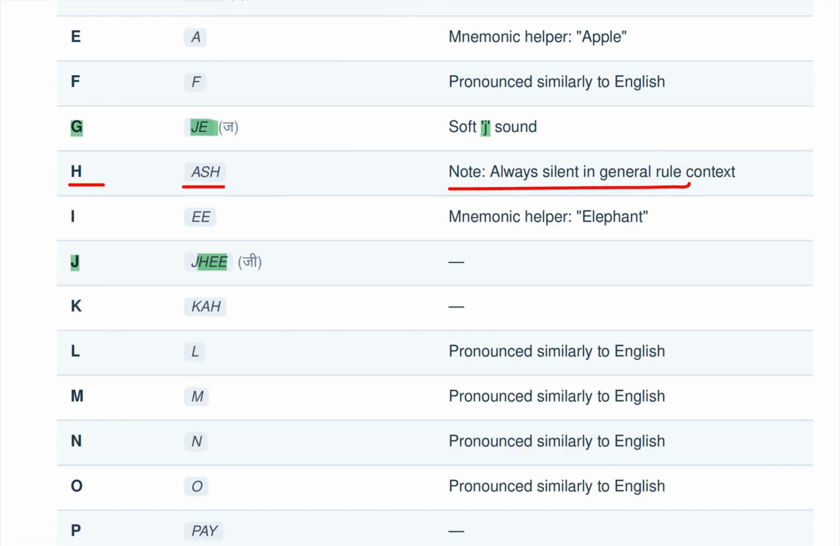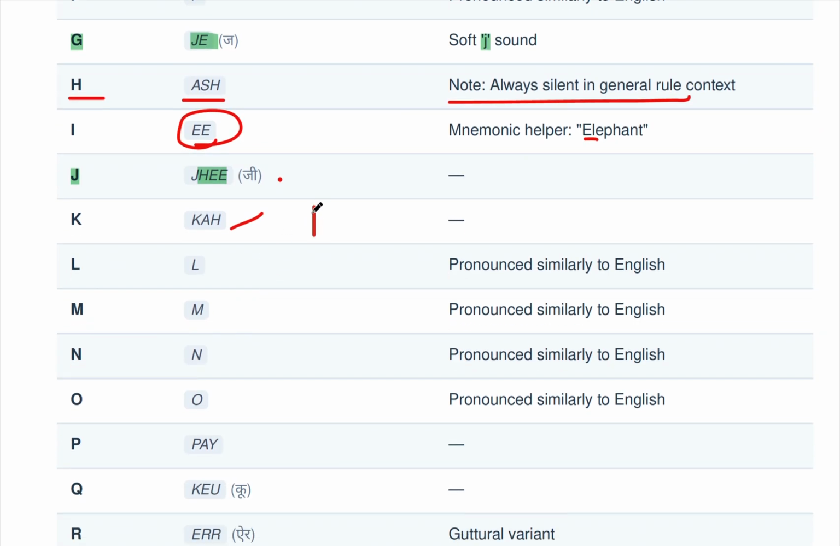So I is pronounced like E, like elephant. Okay, I will be pronounced like E. J I've already told you. K is pronounced like ka. Okay, L, M, N, O, they all are pronounced like in English.